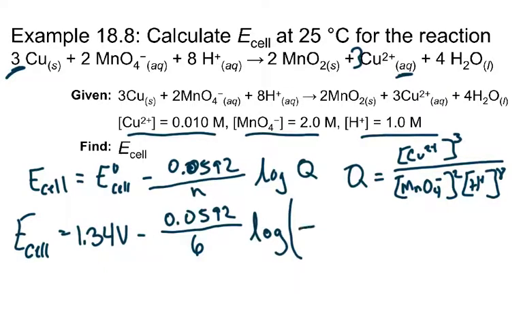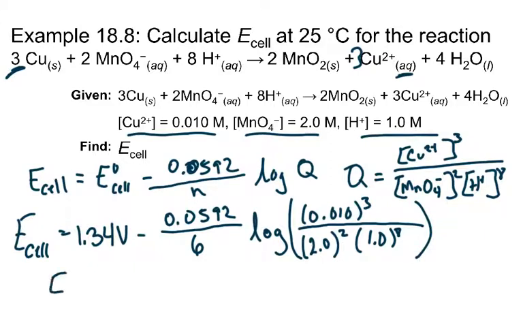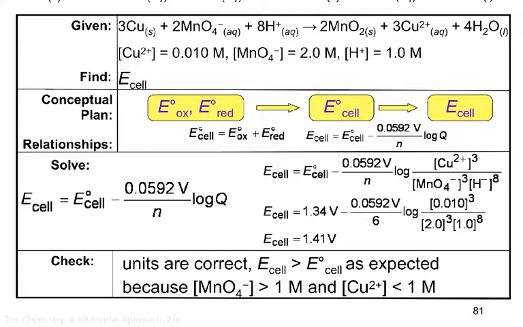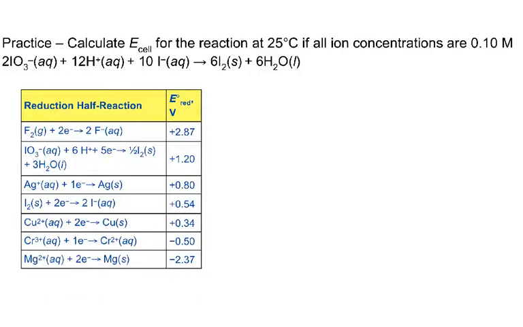we can plug in our values. It's going to be 0.010 cubed divided by 2 to the 2nd and 1 to the 8th. So if you do all of that math, we are going to get a cell potential of 1.41 volts. So there we go, and our cell potential is greater because of the way we're shifting things. Next question.